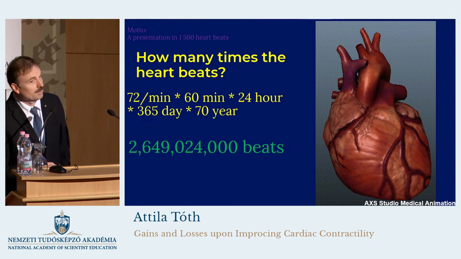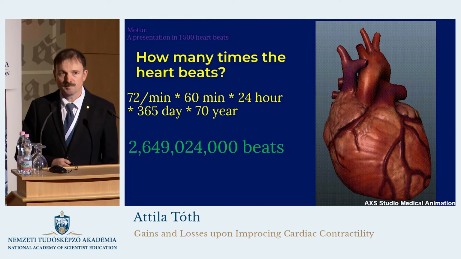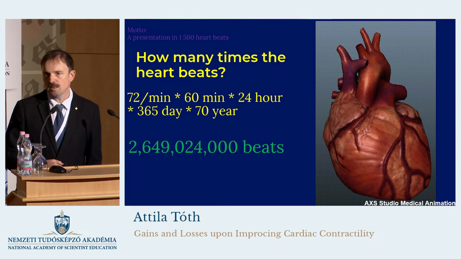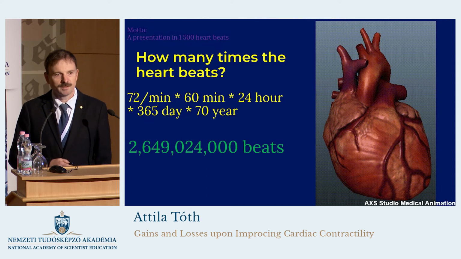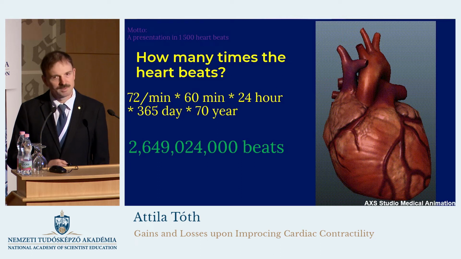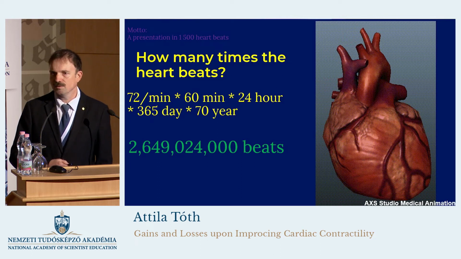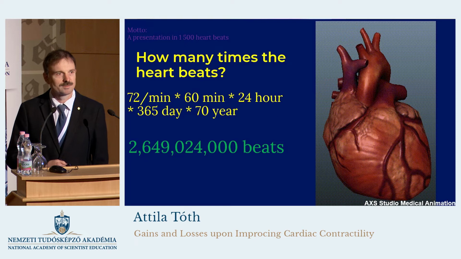Now, that's 20 minutes, but if we calculate how many times our heart is expected to beat, well, in the first 70 years of our life, we are expecting our heart to beat about 2.5 billion times. 2.5 billion times. Well, there is a high number of trials, so it may go wrong, as a matter of fact.